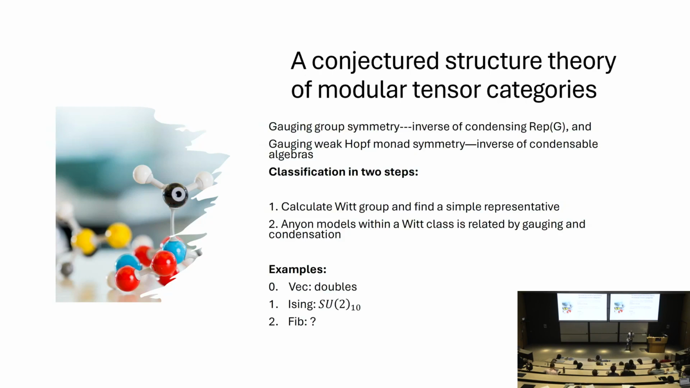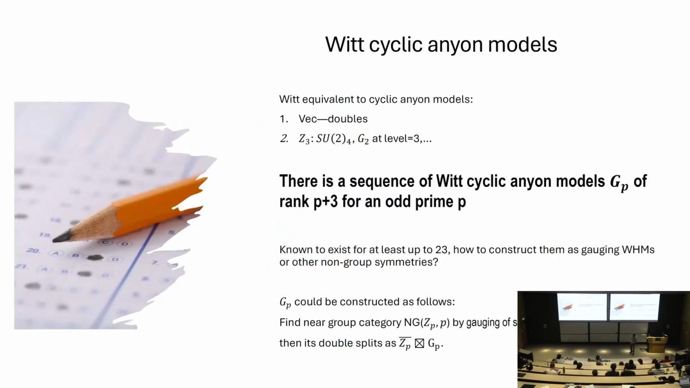So as an example, you can ask, how do I classify the weight class with trivial... WAC? That's very complicated, that's all fusion categories. And then you can ask, how about the weight class with the Z3? And there are 2 interesting examples, SU(2) level 4 and G2 level 3. And I claim this has a generalization to any odd primes.